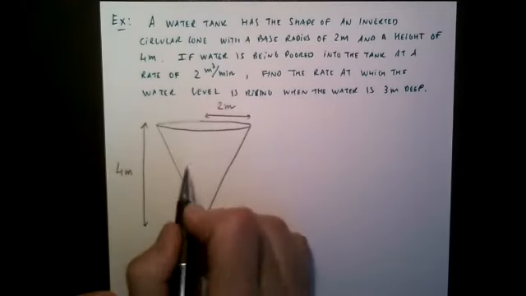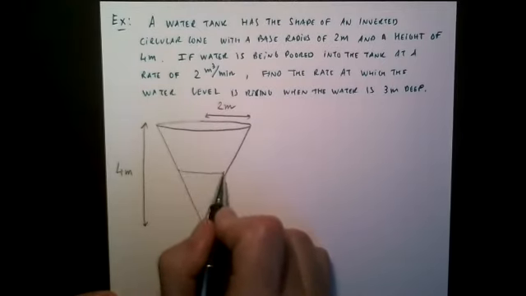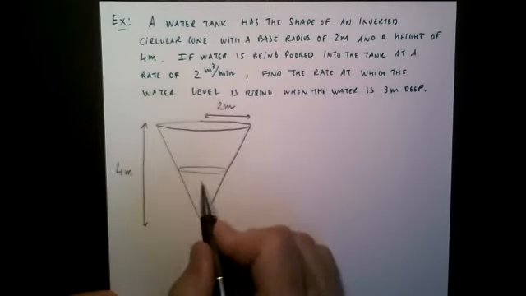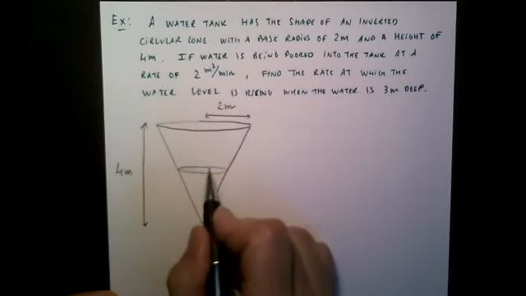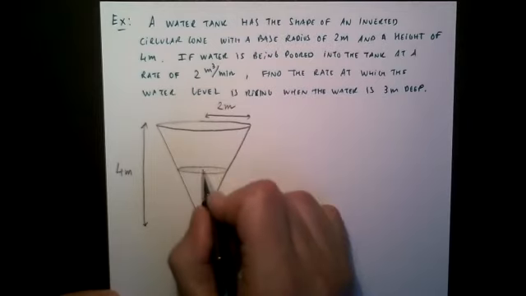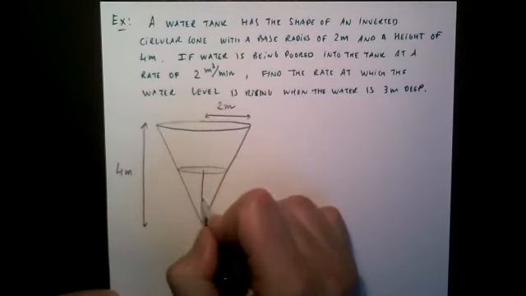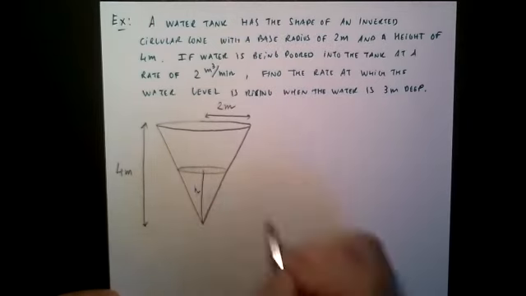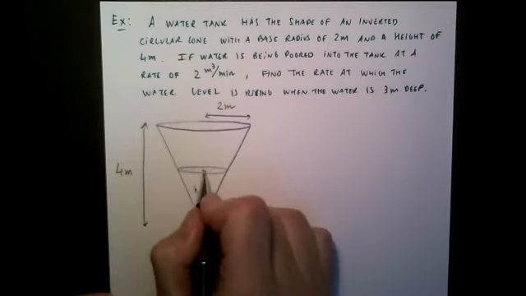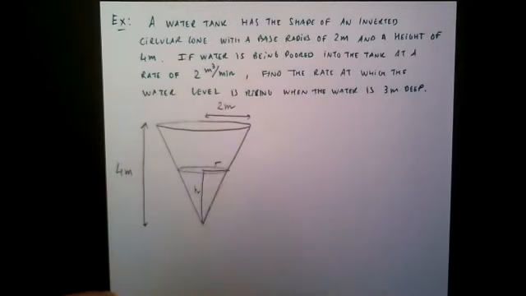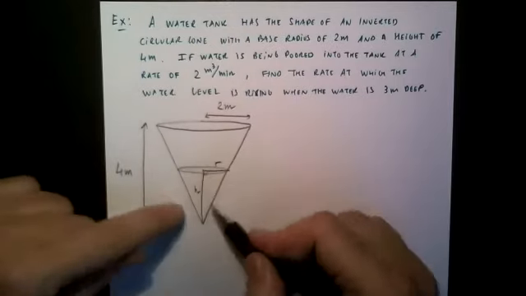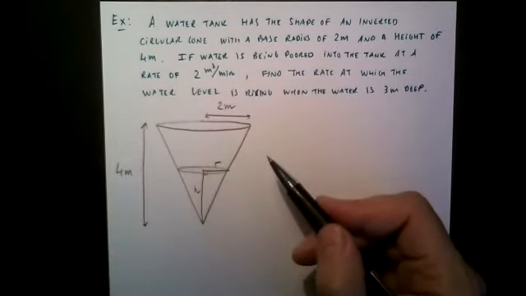Putting water inside, the water fills it to a certain height, h. And of course at this point the radius is r, I don't know. So depending on the height, you have a different radius.